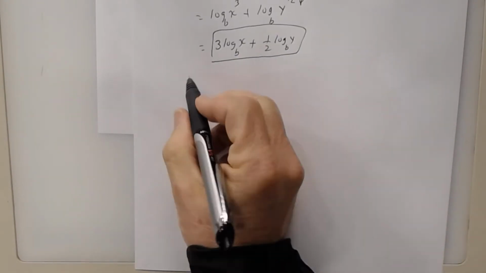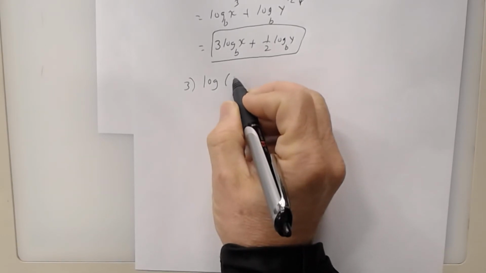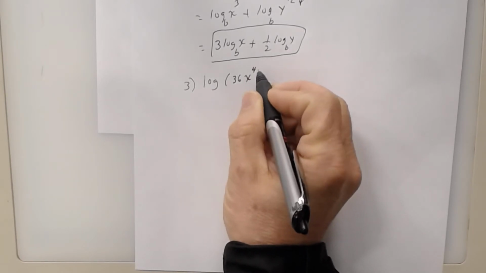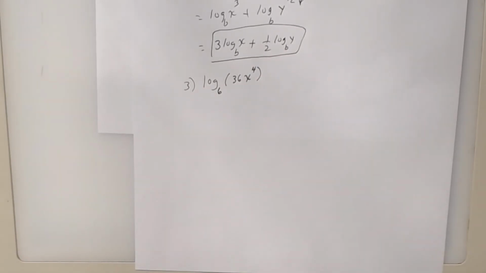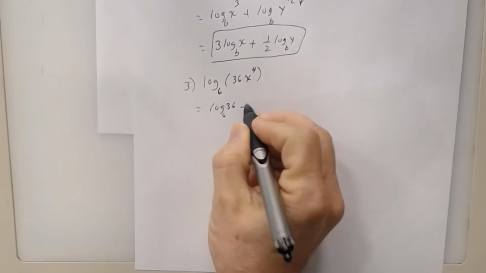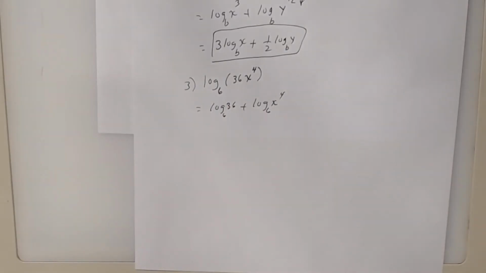All right, number 3. Suppose they had this. The log of 36 x to the 4th power, base 6. What do you do first? Product rule. Log of 36 base 6 plus log of x to the 4th base 6. So the first thing you did was expand using the product rule. Now what are you going to do?